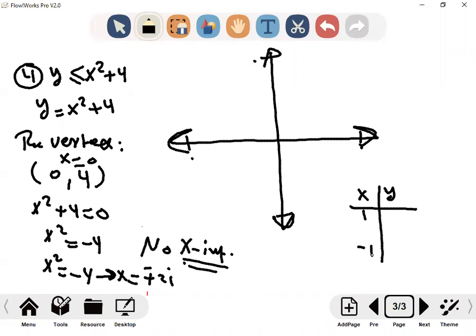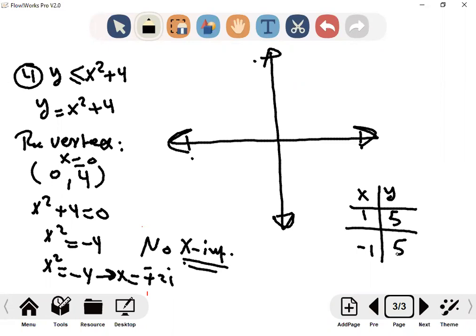1, negative 1. Put 1 in the function. 1 power 2 plus 4, 5. Negative 1 power 2, 1 plus 4, also 5. Right? Negative 1 power 2 plus 4. So here you are ready to graph. Even if you don't have x-intercepts, no problem.